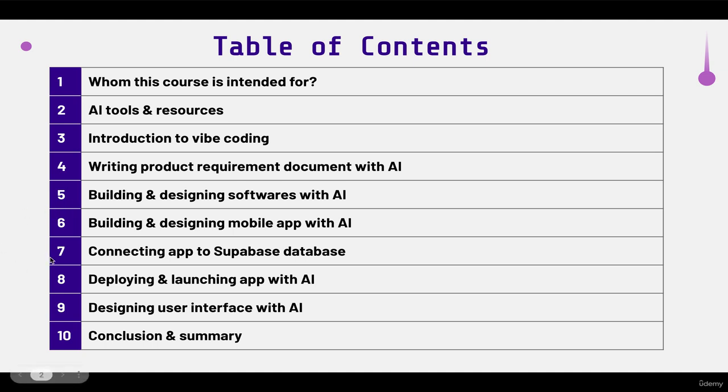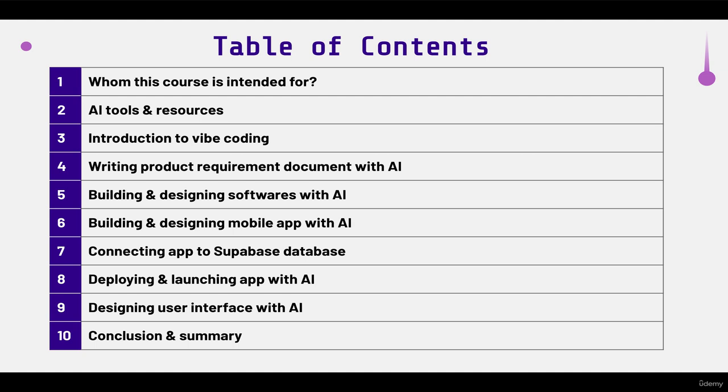Next, let's move on to chapter 7, Connecting App to Supabase Database. In this chapter, we are going to connect our apps or websites with the Supabase database so the app will be able to handle authentications, data storage, and real-time updates. The integration process is very simple. You just need to create a project in Supabase. You need to copy the API keys and connect them to your app. Once linked, your app will automatically store and retrieve data from the Supabase backend.